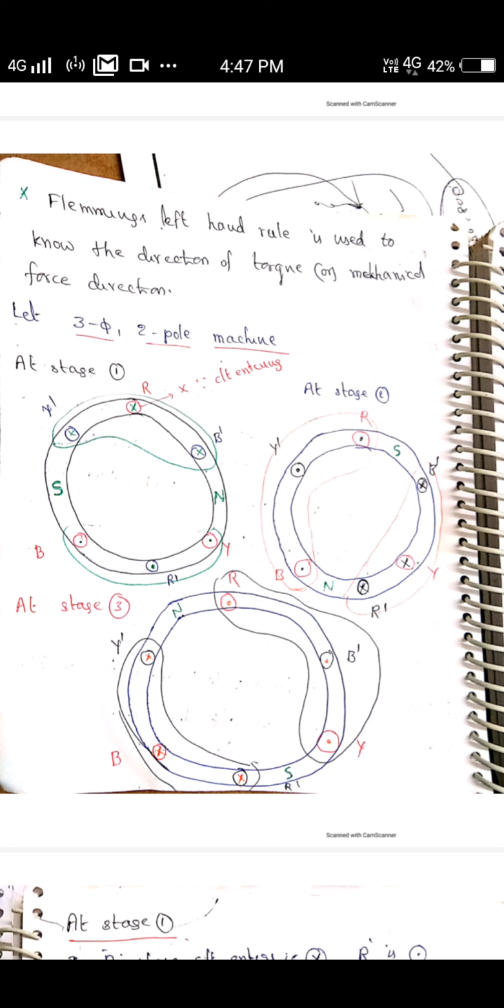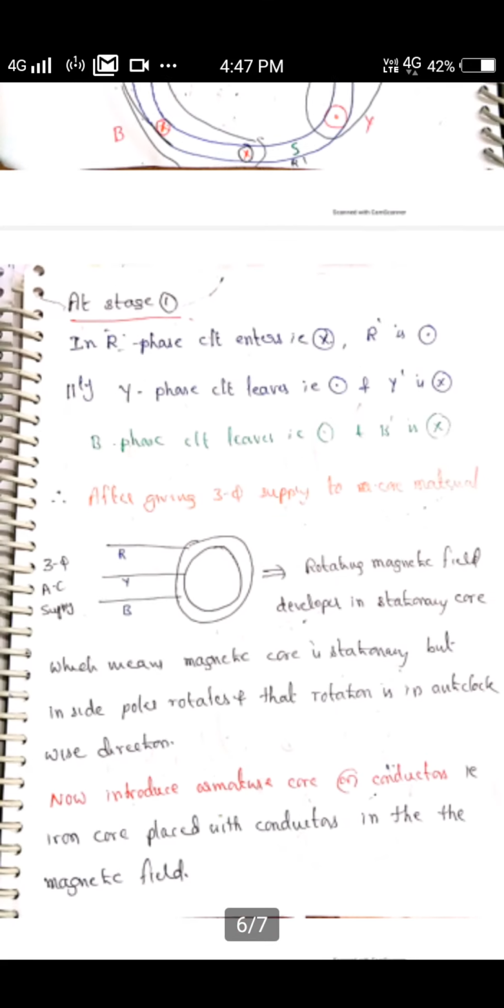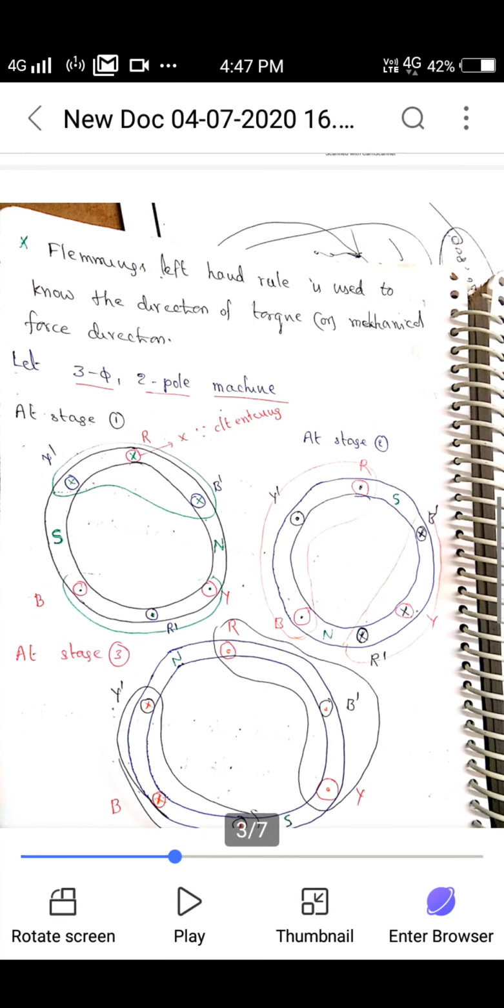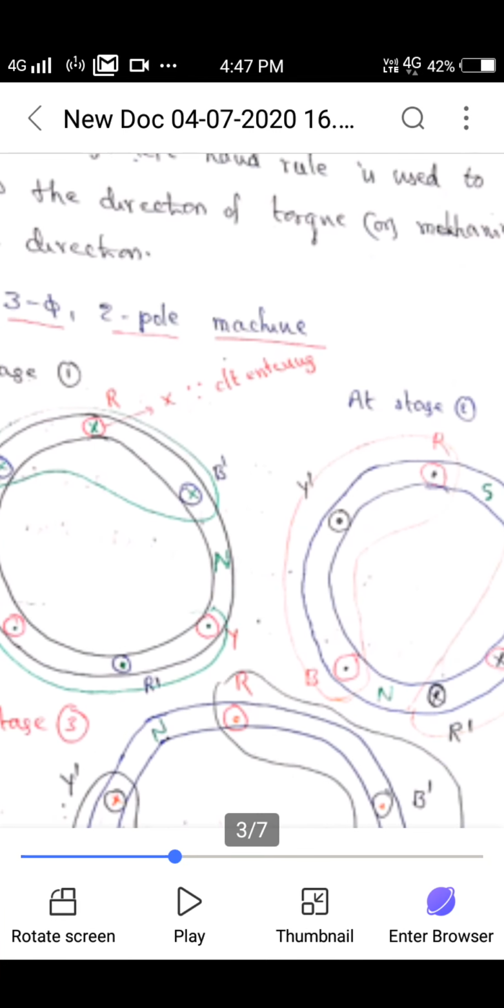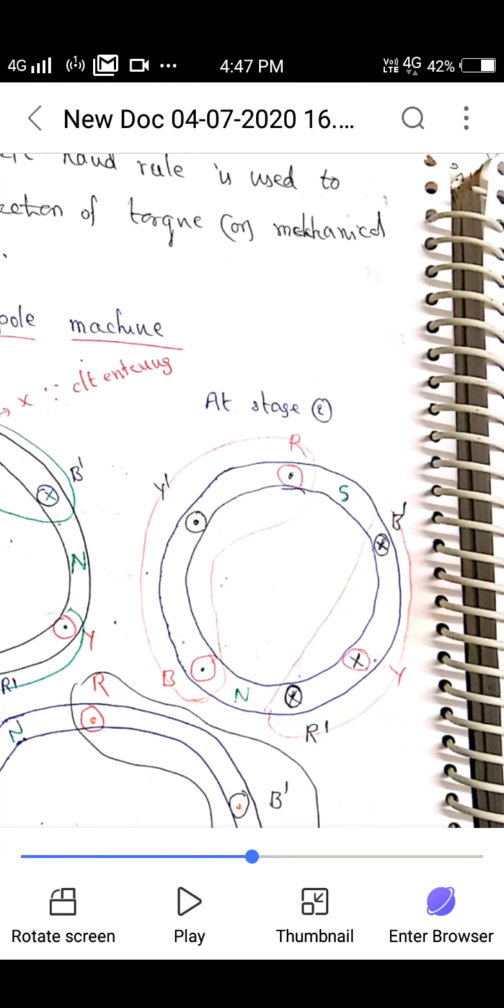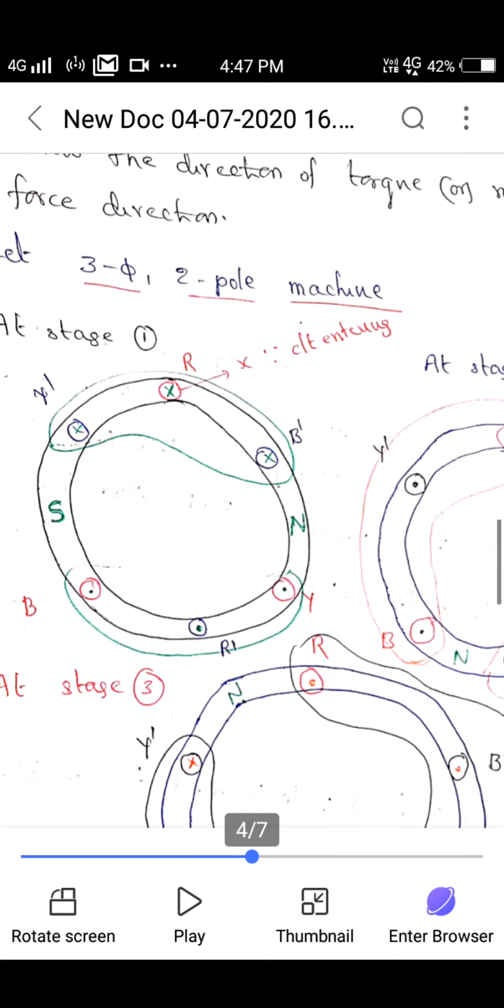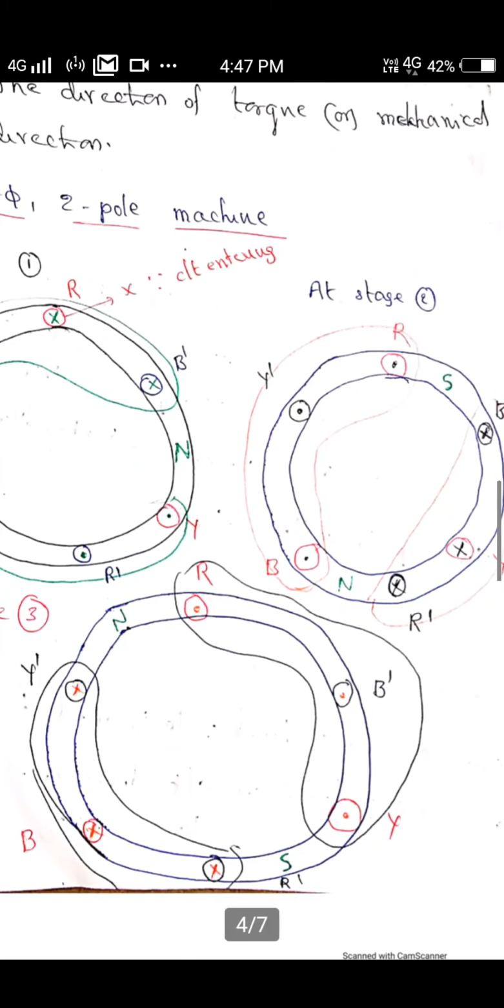Means if you give three phase AC, it is applied to the stator core. Here I am representing the stator core. If you give three phase AC supply, at a certain period north pole and south pole form like this as in stage 1, and immediately after some time the poles rotate and come to this stage, and at stage 3 the poles come to this stage, and again the poles come to stage 1. Like this the poles rotate continuously. If you observe stage 1, 2, 3 sequentially, we can say the magnets are rotating in the clockwise direction. This is called the rotating magnetic field.